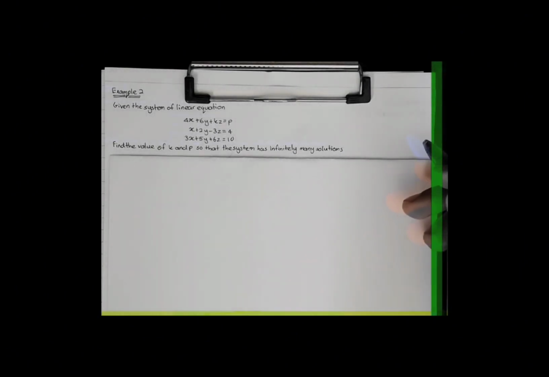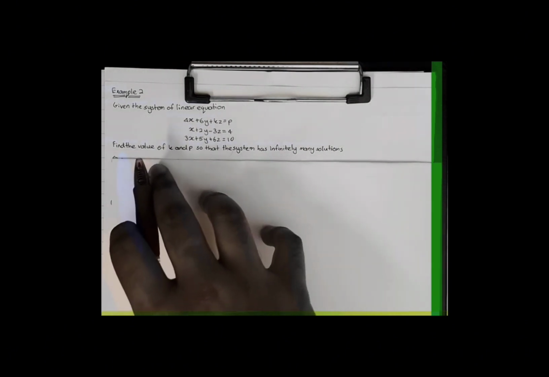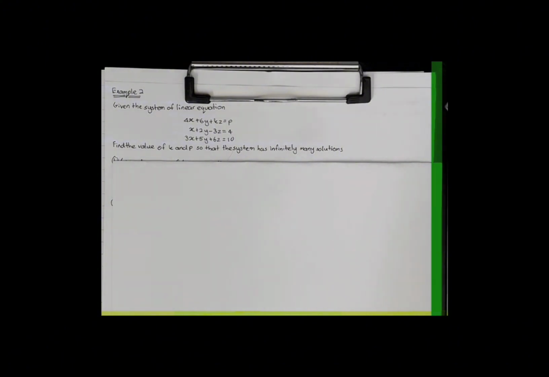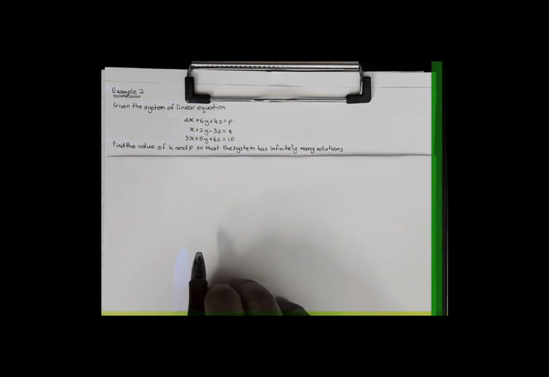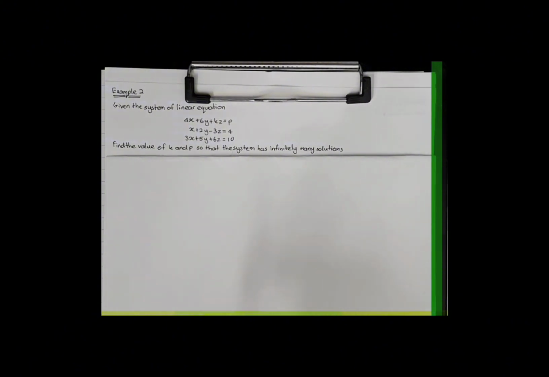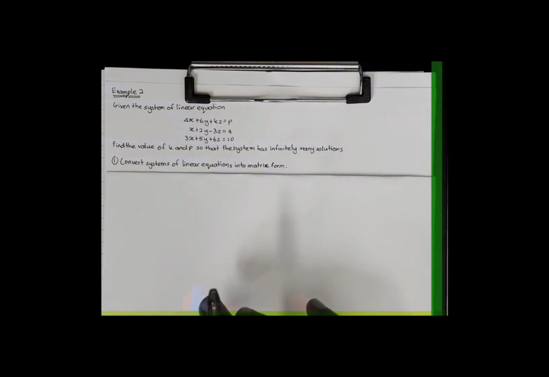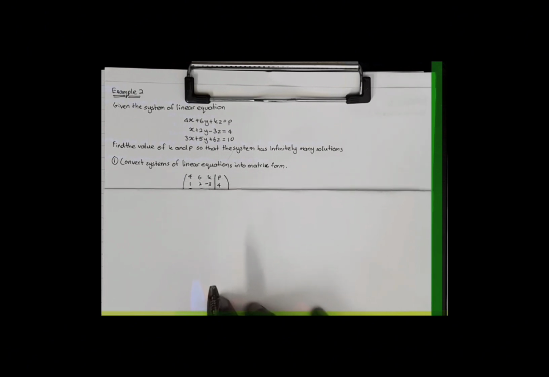Next, this is Vishen here, and I will be explaining example 2. So now, it is given the system of linear equations, which is 4x plus 6y plus kz equals p, x plus 2y minus 3z equals 4, 3x plus 5y plus 6z equals 10. Now, the question is, find the values of k and p so that the system has infinitely many solutions. First of all, we will convert the system of linear equations into matrix form. So we will get this matrix form.